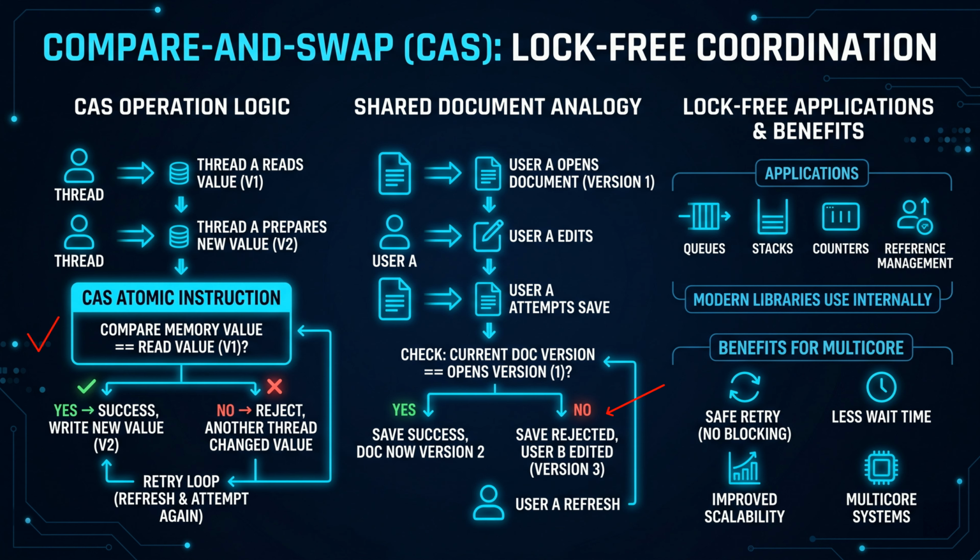Compare and swap is heavily used in lock-free data structures such as queues, stacks, counters, and reference management systems. Lock-free means threads can coordinate without traditional locks in some cases. Instead of blocking each other, they retry safely when conflicts happen. This can improve scalability on multi-core systems because threads spend less time waiting. Many modern programming libraries internally use CAS even if the programmer never directly sees it.